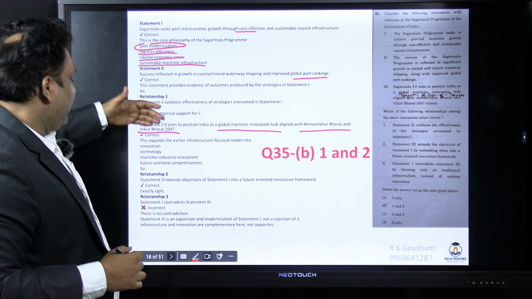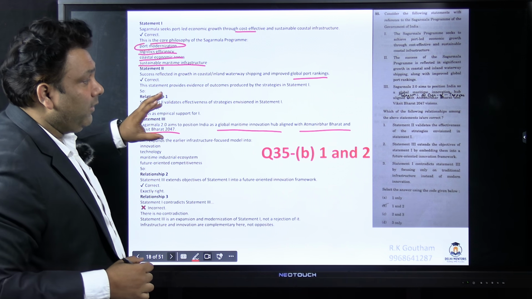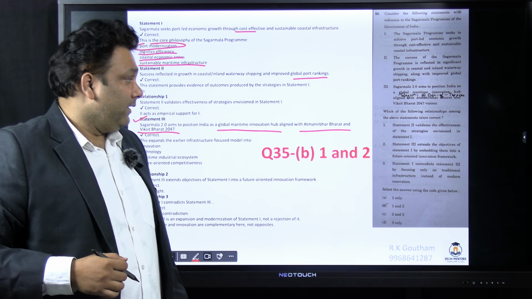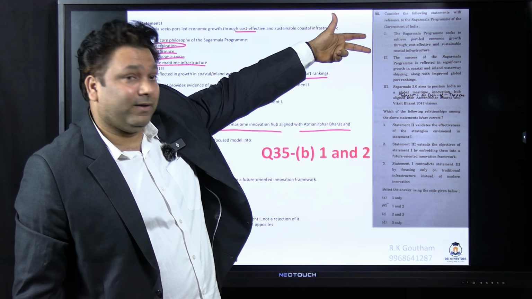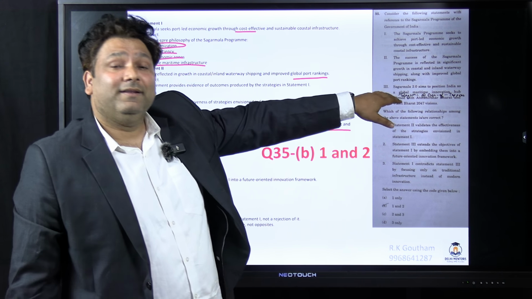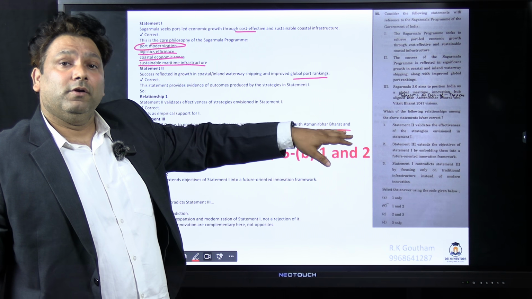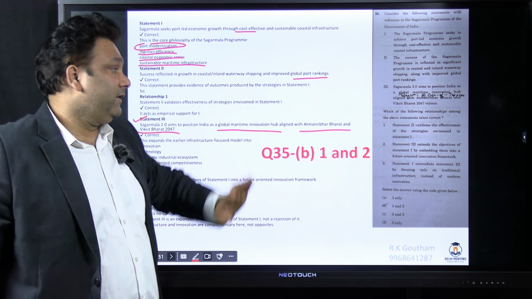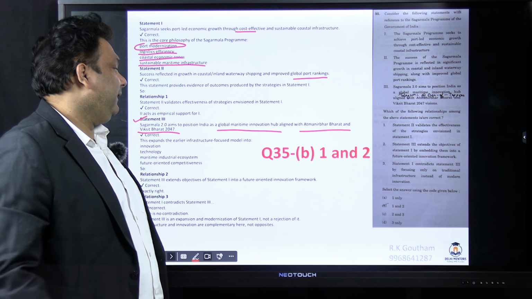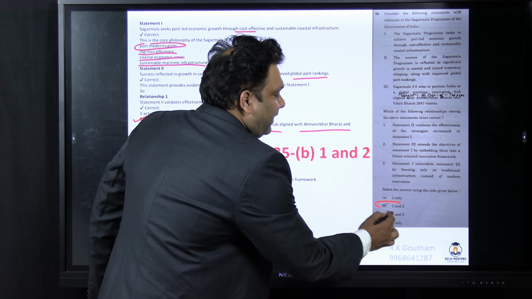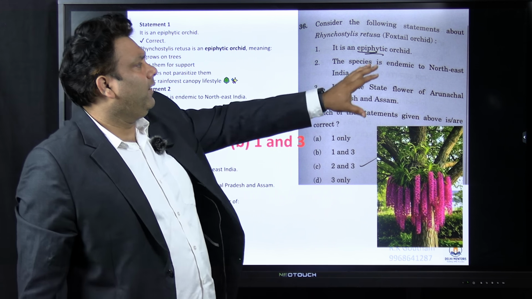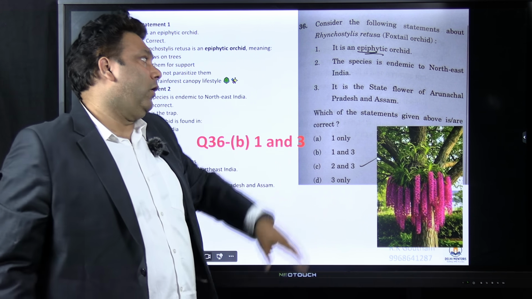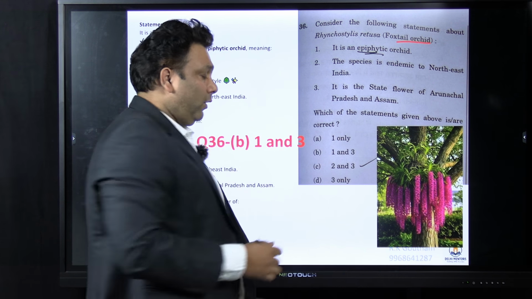Now the three statements are right, and also look at the relationship between them. So here the first two support each other, and also the Sagarmala 2.0 is also supporting the first statement. So here the answer is B, that is 1 and 2. So next, consider the following with respect to the foxtail orchid. So this is the foxtail orchid.